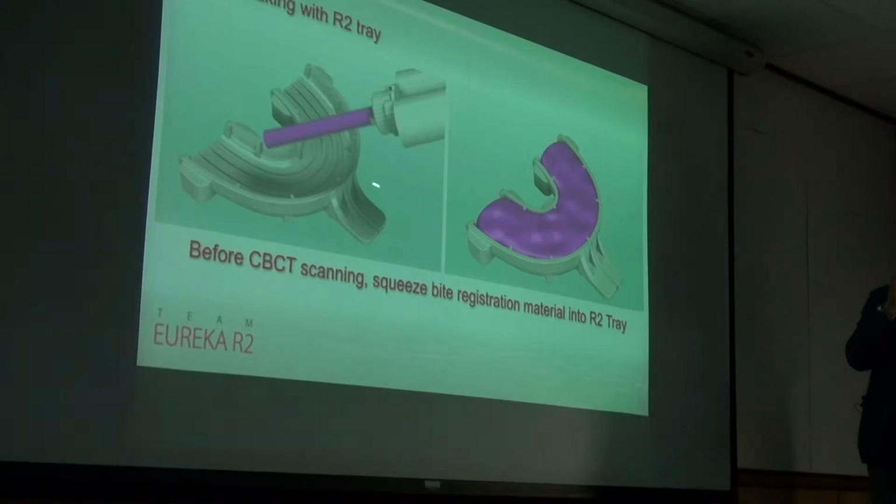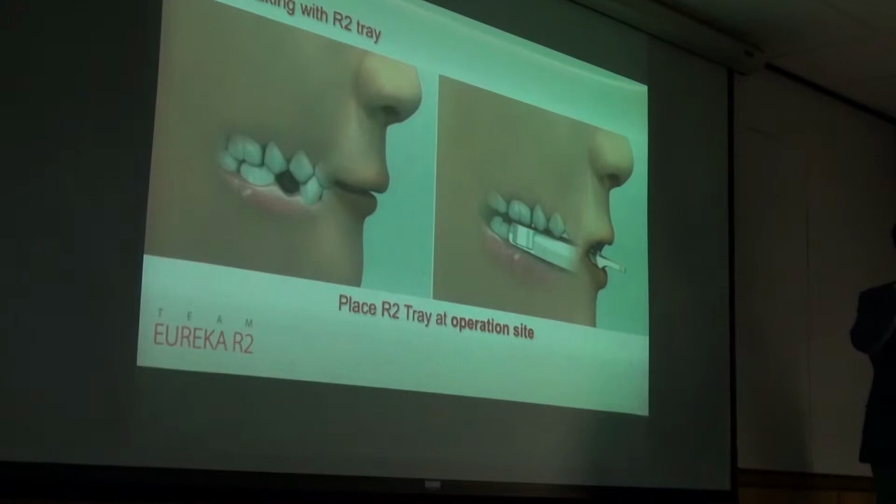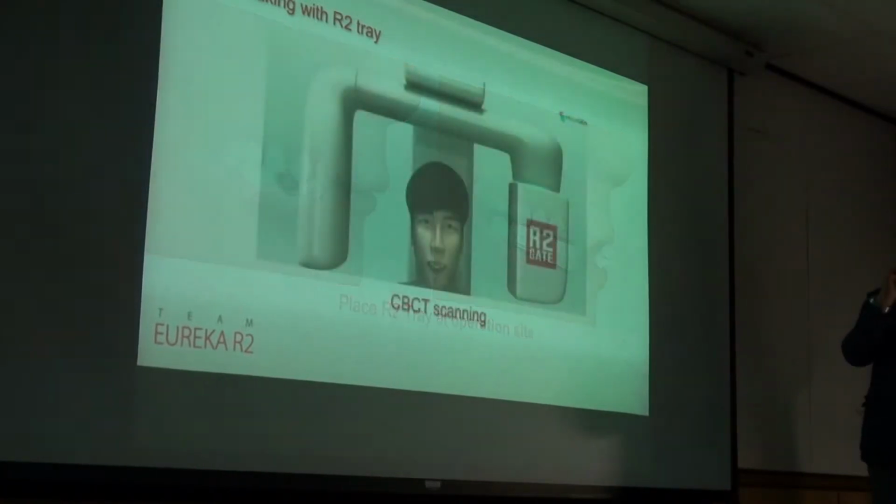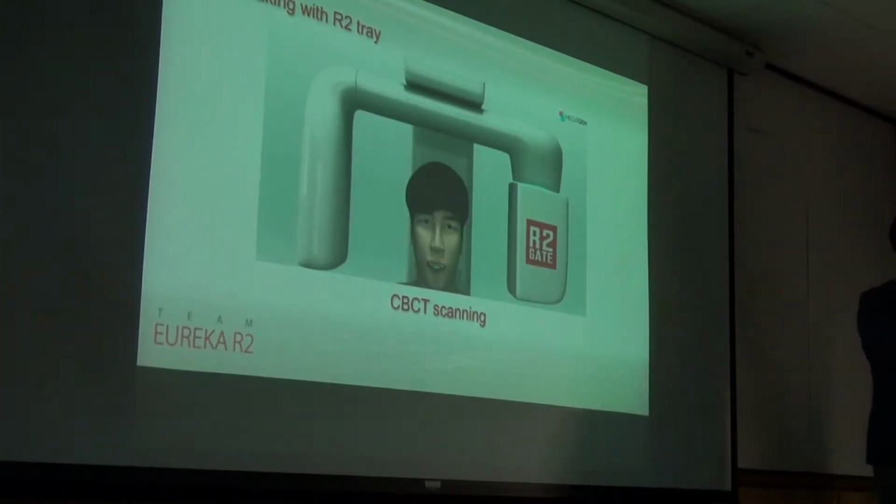So before taking the CBCT, put some heavy body silicone or bite registration material into the alt tray, and put this tray in the operation site, not the opposite side, the operation site. Even though this patient looks like me, losing the molar, this tray is an anterior type, so just put it in the mouth and take a CBCT. Yes, so taking the CBCT with the alt tray is important.